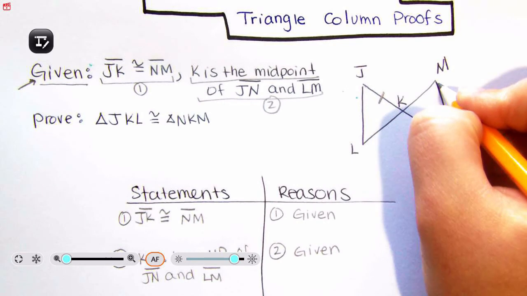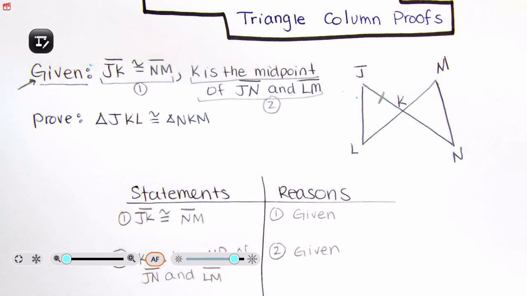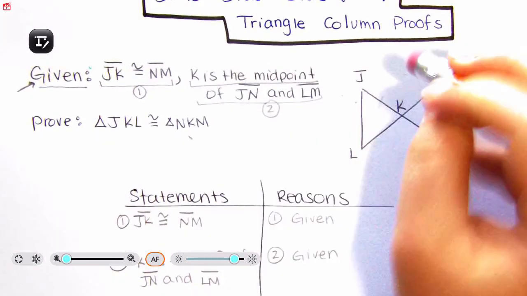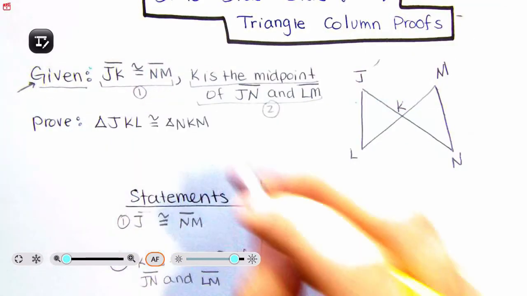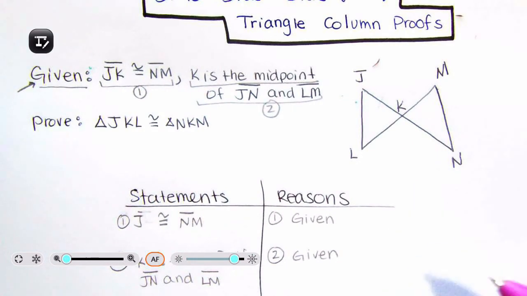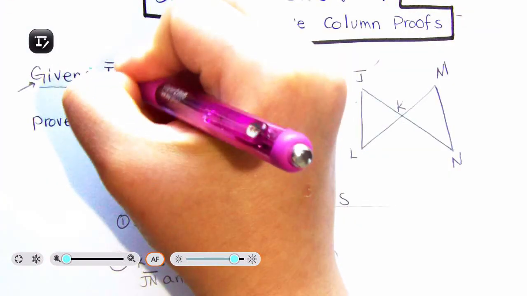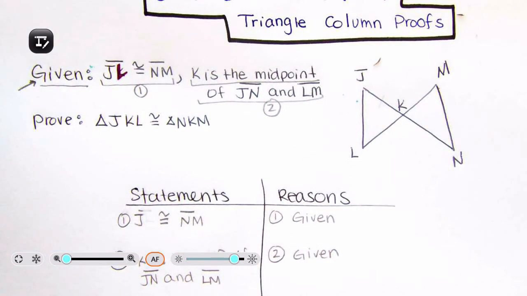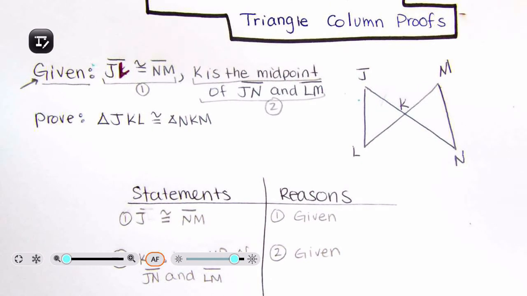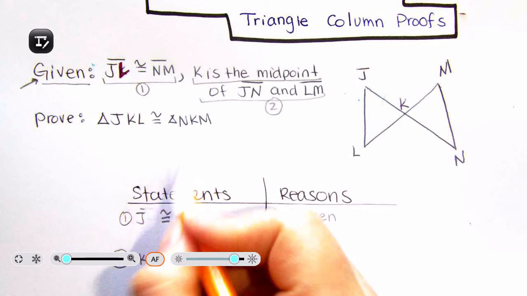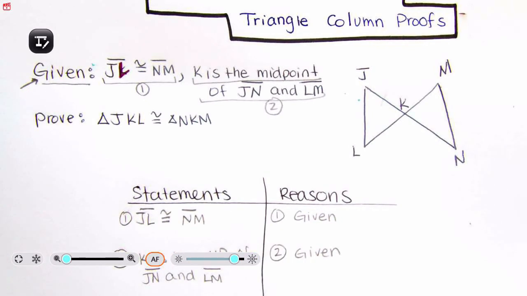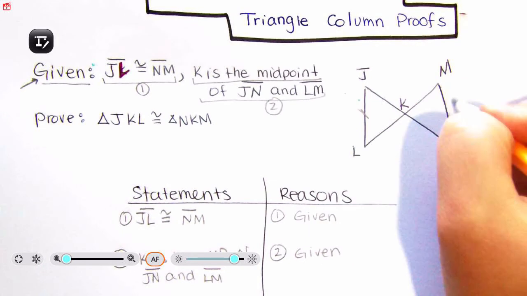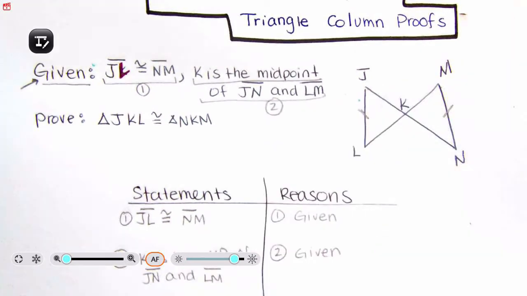Oh, excuse me, I made a big typo. Oh, I'm glad I caught that because that didn't make sense. That's why you should always write in pencil, you guys. This should be JL. Let's correct that. And if that was confusing you, if I told you to pause the video and try this problem on your own and it wasn't working for you, I do apologize, but I'm happy I caught my mistake. So this should be segment JL is congruent to NM. And that makes a lot more sense.